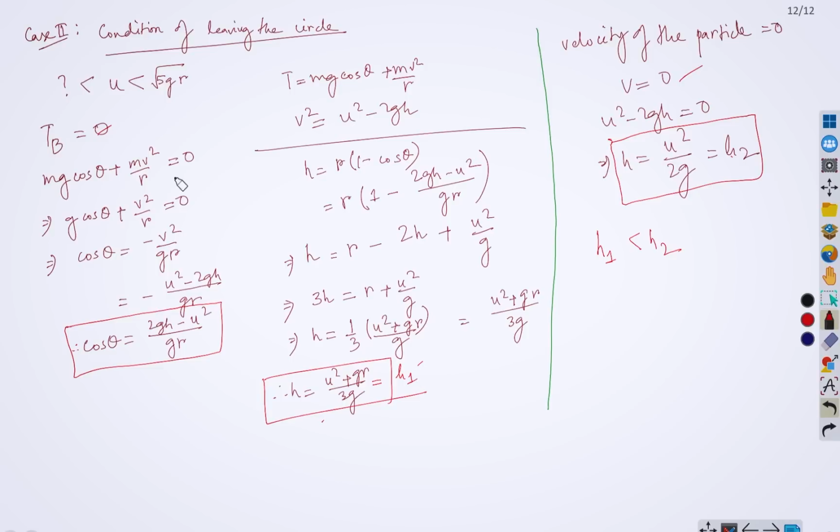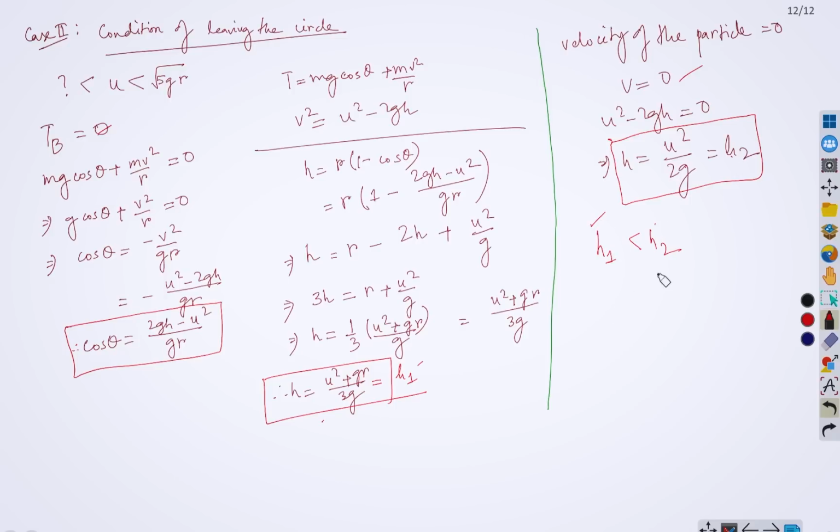When the tension is 0, the particle will just leave the circle. Since the particle is leaving the circle, it is still in some motion. It has some velocity. It does not mean that the velocity of the particle is 0. Only the tension of the string is 0. So for that reason, the particle is just leaving the circle. And once the particle leaves the circle, after a certain period of time, the velocity of the particle will also be 0. So at the h2 position, the velocity of the particle is going to be 0. Surely h2 should be greater than h1 because this will occur before and after that this will occur.